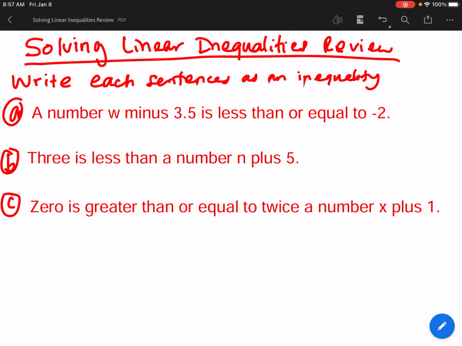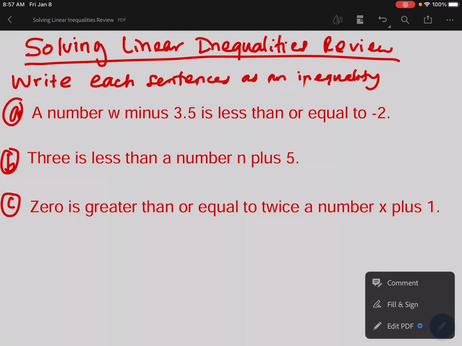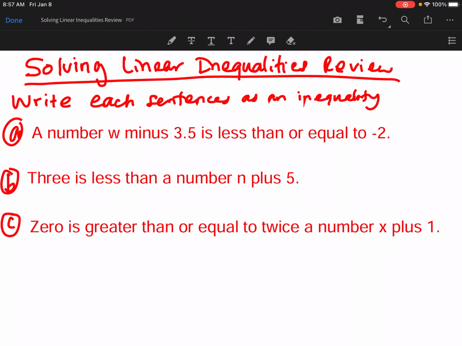Solving linear inequalities review. Write each sentence as an inequality. To write each sentence, we're going to divide the sentence into sections and then rewrite it as an inequality.